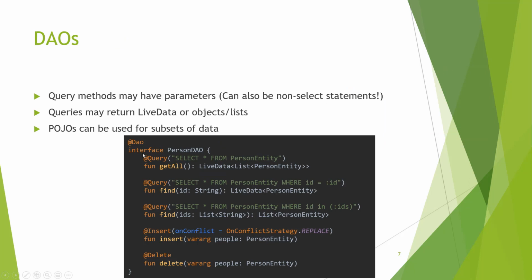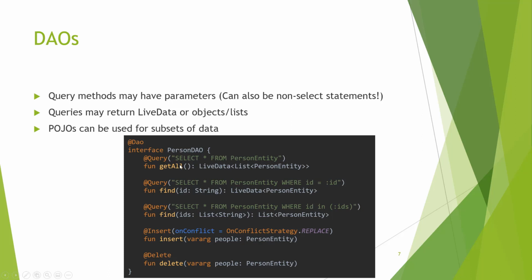In your DAOs, your query methods can have parameters coming into them. So if we take a look here, we have select star from person entity where ID equals :ID. Note that this :ID here matches the ID as a parameter coming in. Any parameters coming in, you can specify just using colons. So this ID without a colon is the ID in the person entity database. So that's the ID column in the person entity.